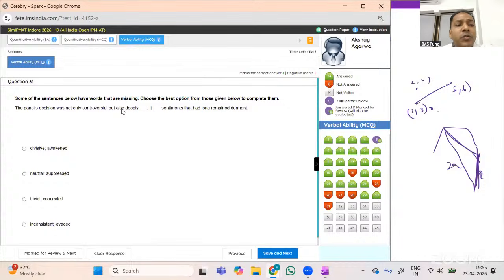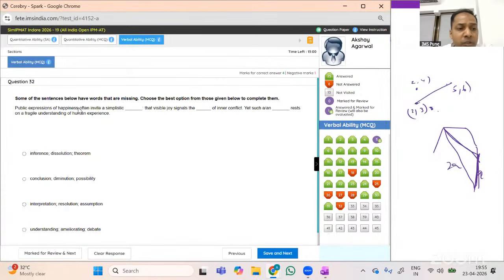The panel's decision was not only controversial but also deeply divisive. Deeply divisive. It sentiments that had long remained dormant. Yes, it awakened.